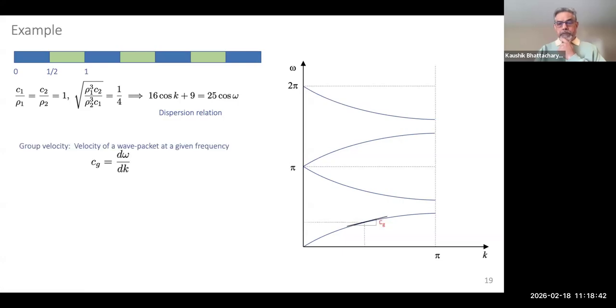So notice something. If I have a wave packet, the effective wave velocity is given by the tangent. It's called the group velocity.